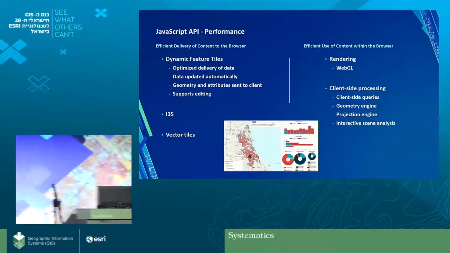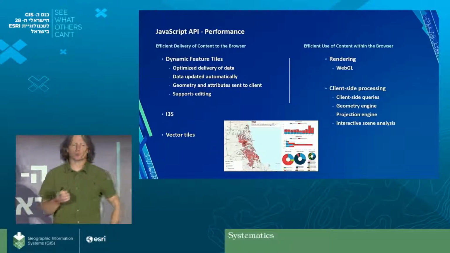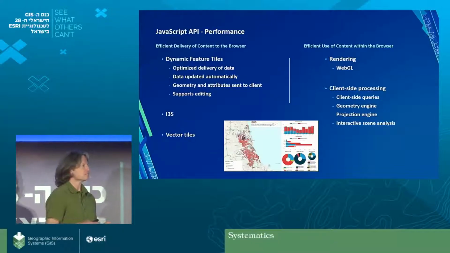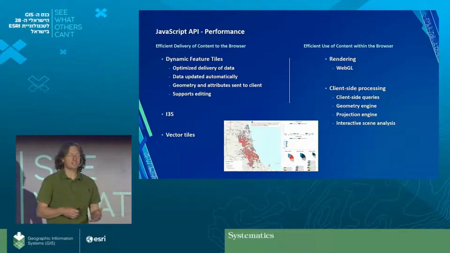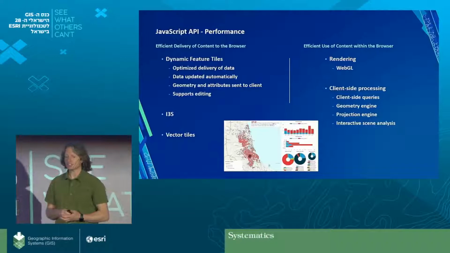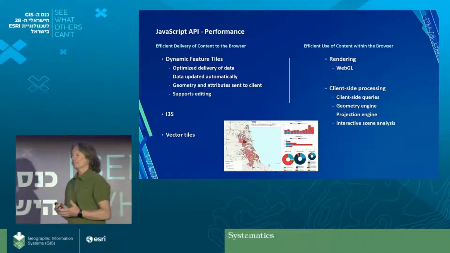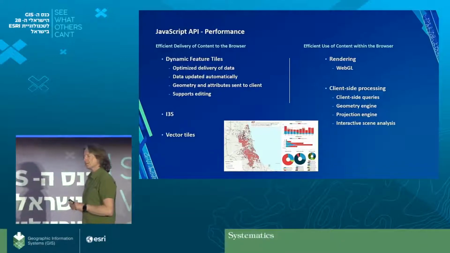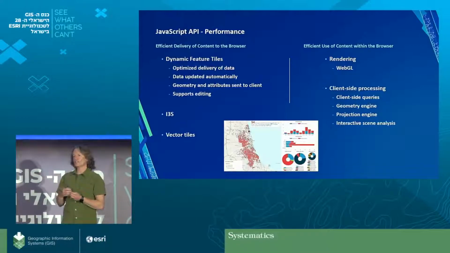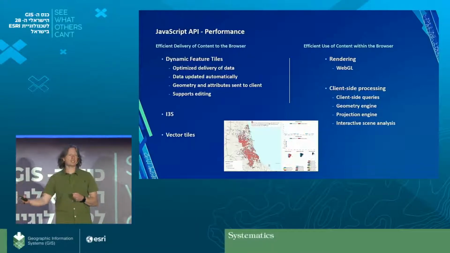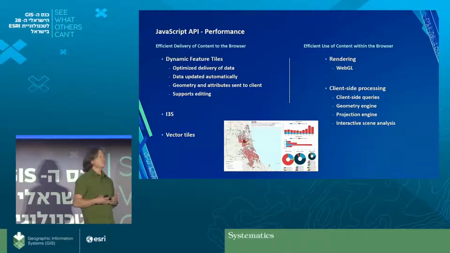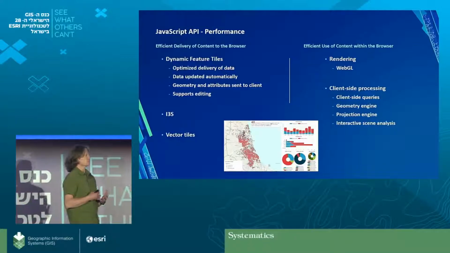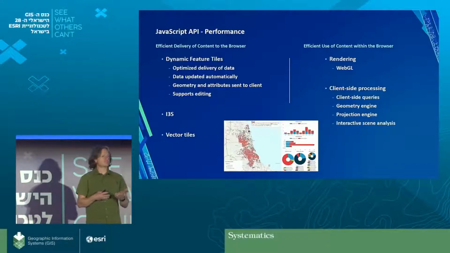So I'm going to start off talking about JavaScript and specifically what we're doing on performance. Like all developers, we're obsessed by making things faster and making things more efficient. And when we think about it with the JavaScript API, we think about it in two ways. How do I get the data from the server to my browser as efficiently as possible? And once it's in my browser, how do I use it? How do I draw it the most efficient way?